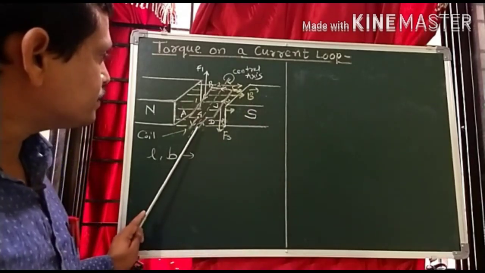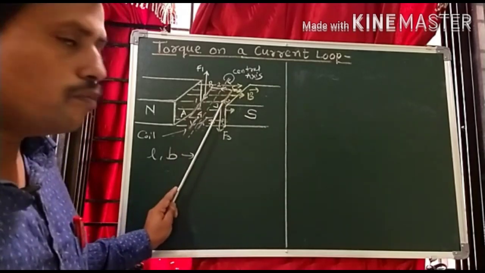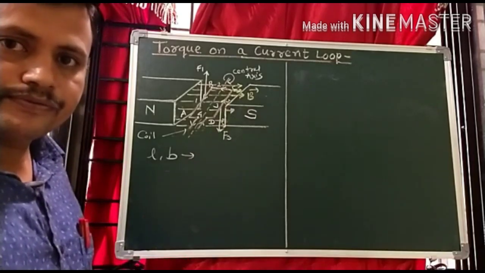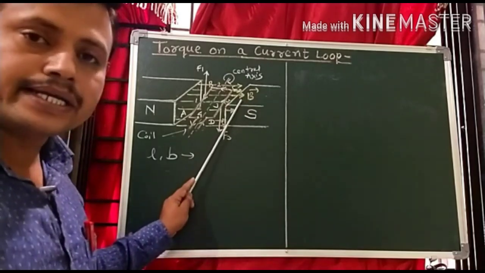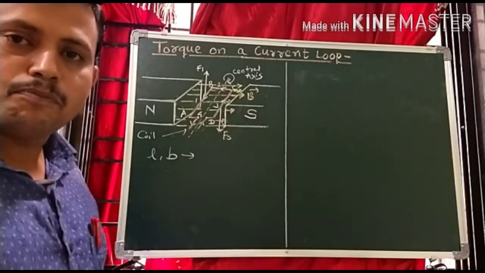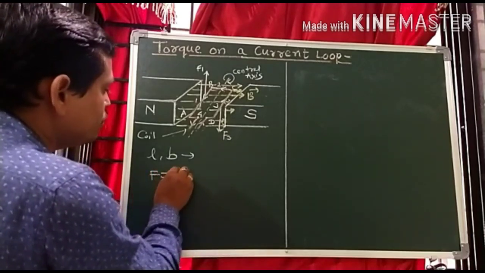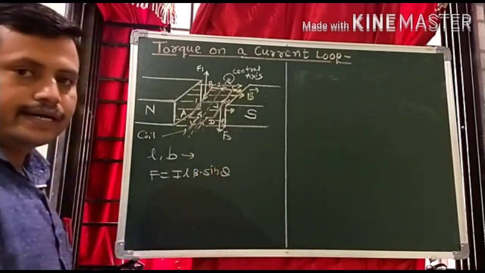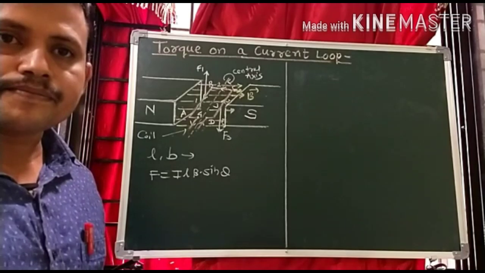Then as the current passes through the rectangular loop, each segment of the loop behaves as a current carrying conductor and therefore it will experience a magnetic force due to the magnetic field. This force can be calculated by using the formula F equals ILB multiplied by sine theta. This formula we have derived in the previous lecture.